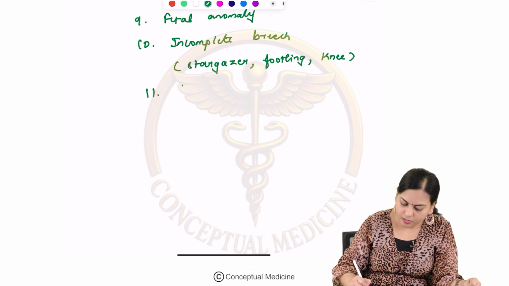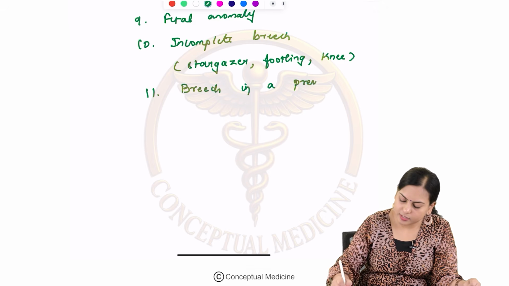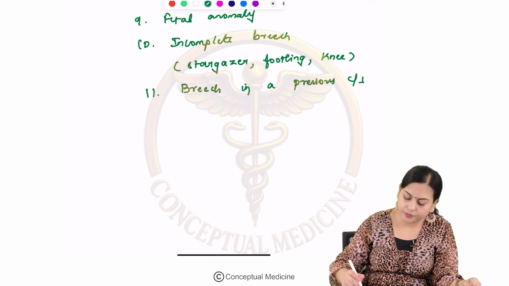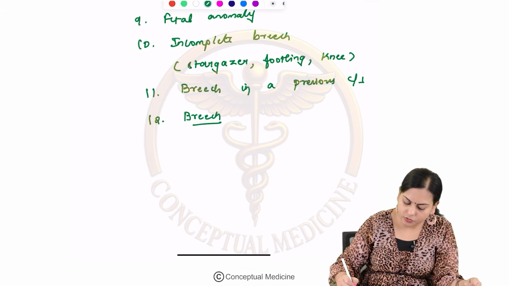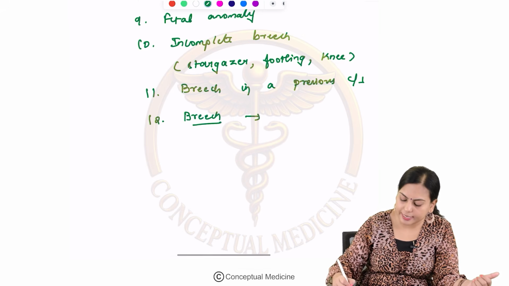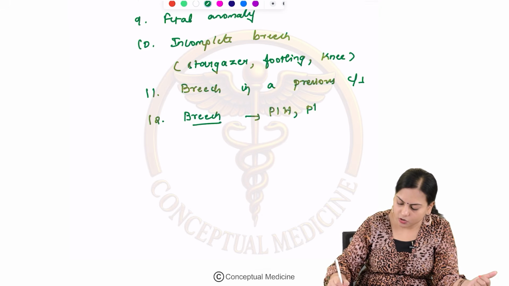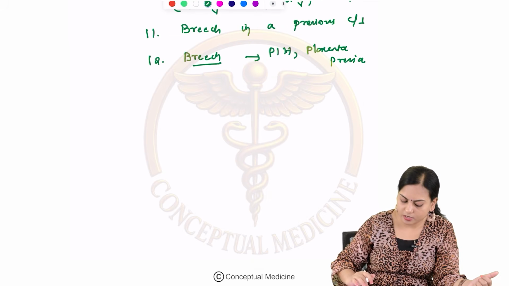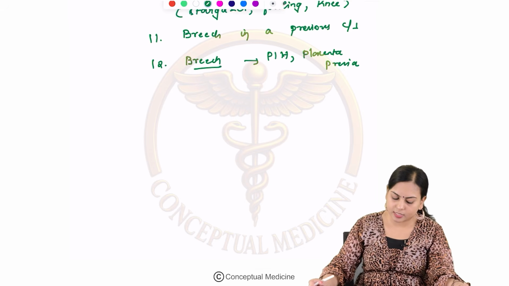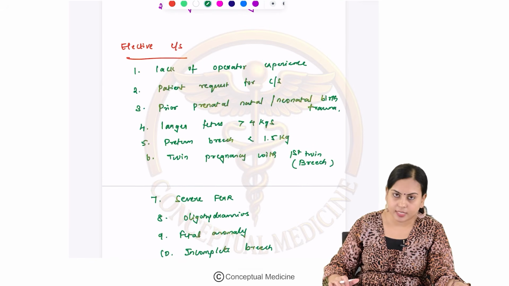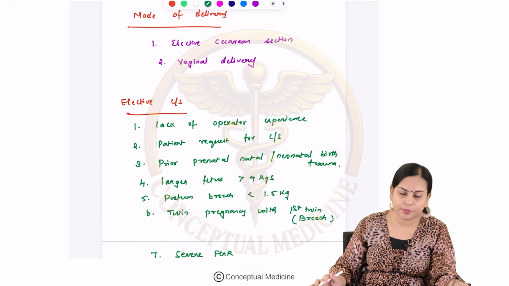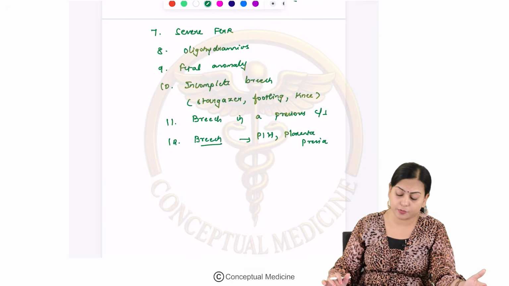Then breech in a previous cesarean section. Then when breech is associated with other complications of pregnancy like pregnancy induced hypertension or placenta previa. Okay. So, all these cases need elective cesarean section, and remember, elective cesarean section is the preferred mode of delivery in breech presentation.